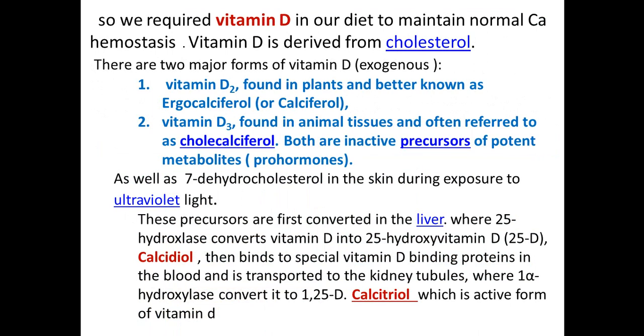As we said, we require also vitamin D in the diet to maintain the normal calcium homeostasis. Vitamin D here is derived from the cholesterol. There are two major forms of vitamin D, which is exogenous. Vitamin D2 found in the plants and better known as ergocalciferol, or we call it the calciferol. Vitamin D3 found in animal tissue, mainly in the fish, and often referred to as cholecalciferol.